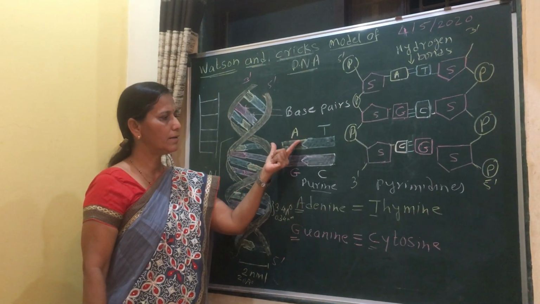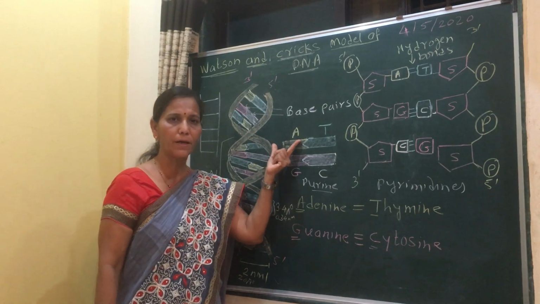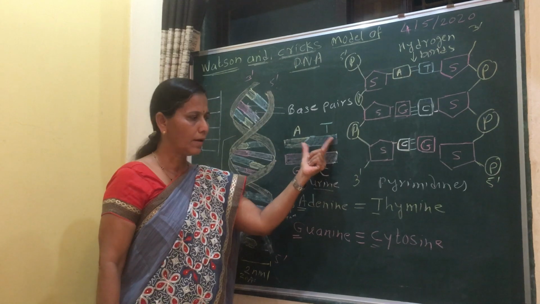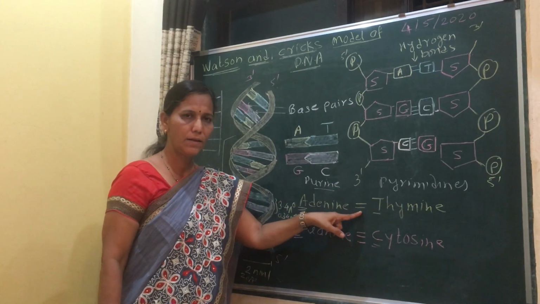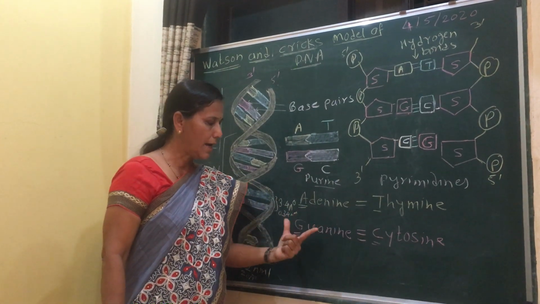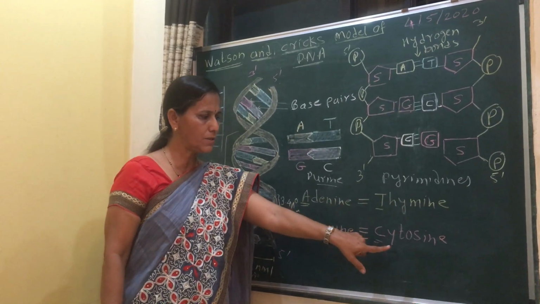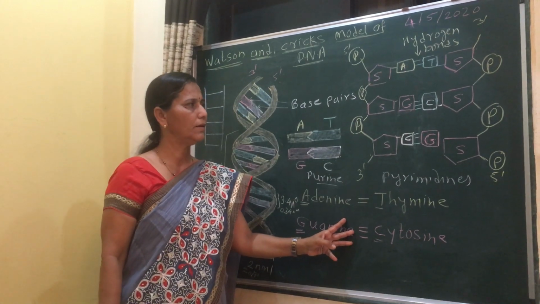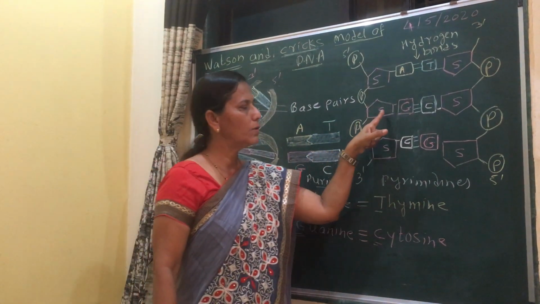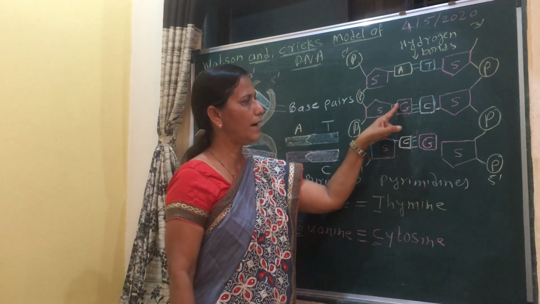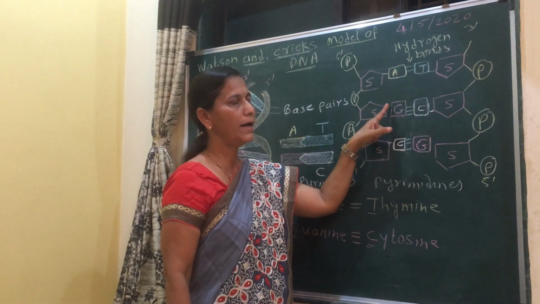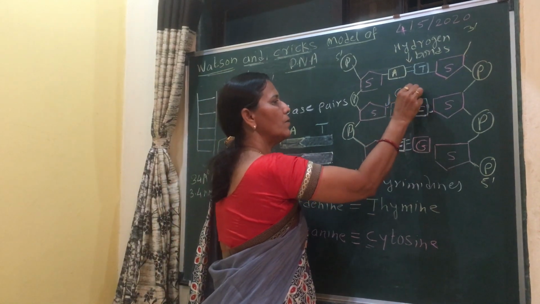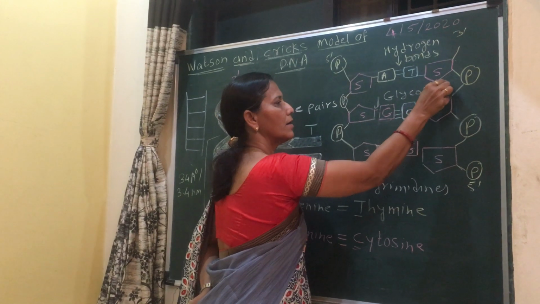See here, the pairing is specific. Adenine always pairs with thymine. The bond is a double hydrogen bond. And guanine always pairs with cytosine by a triple hydrogen bond. Then the sugar gets attached to the nitrogen base by a glycosidic bond. See here, there is a glycosidic bond.